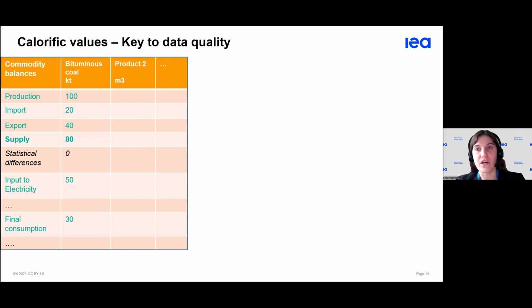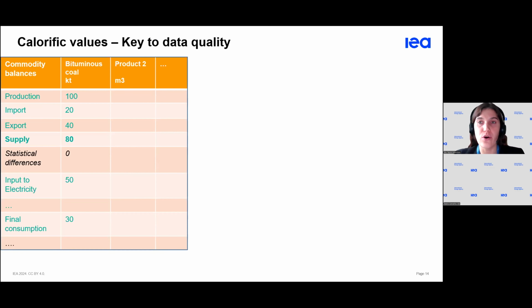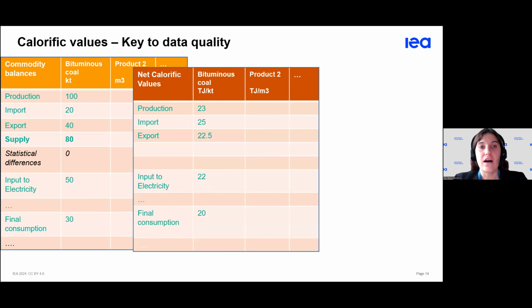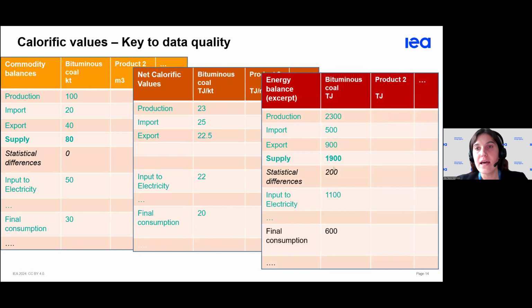Here we have a commodity balance with bituminous coal in kilotons, and we can see that the statistical differences are 0. And then we have a table of net calorific values for each of the various energy flows, also for bituminous coal. And then when we apply these calorific values, we have our energy balance. However, now you may notice in the energy balance, we have statistical differences. So where did these come from?